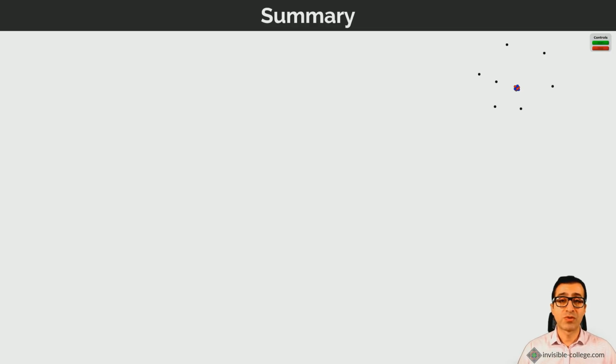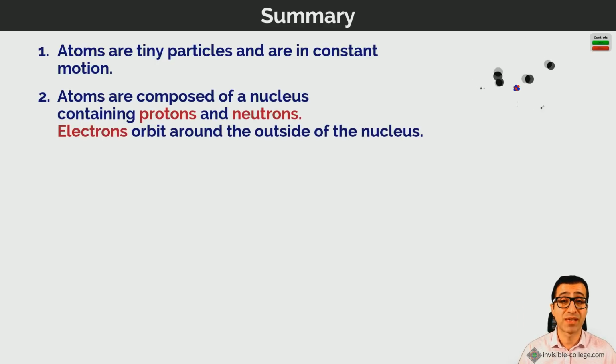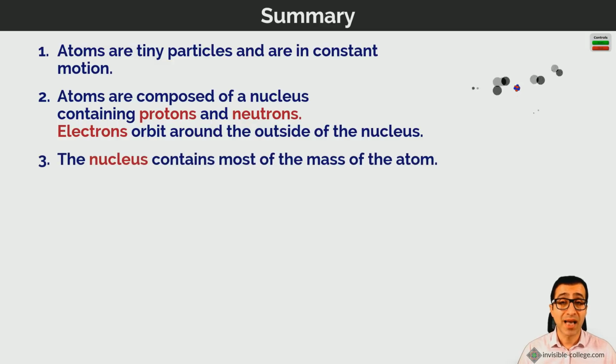So let's quickly summarize what we've talked about. Atoms are tiny particles, and they're in constant motion. Atoms are composed of a central nucleus containing protons and neutrons, where most of the mass of the atom is concentrated, and the electrons orbit around this nucleus in concentric energy levels at different distances from the nucleus.